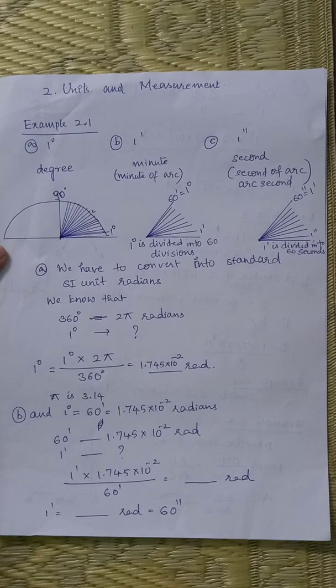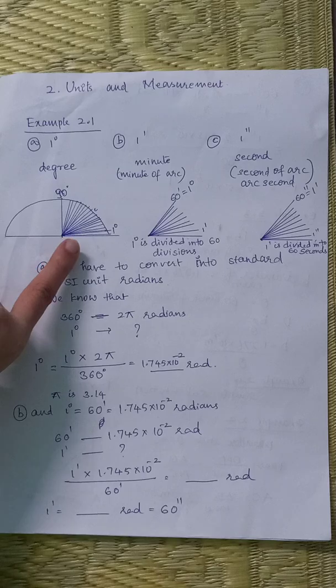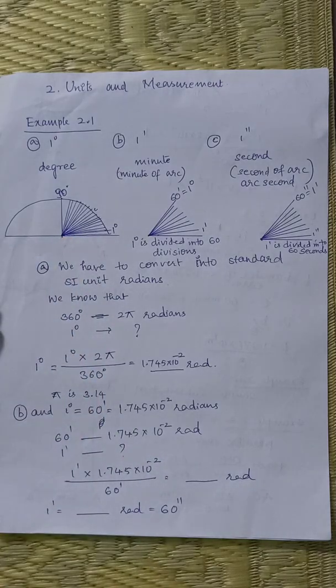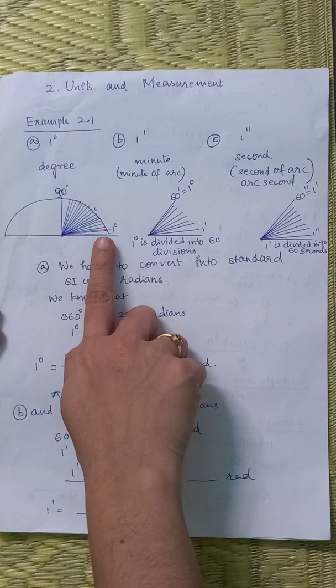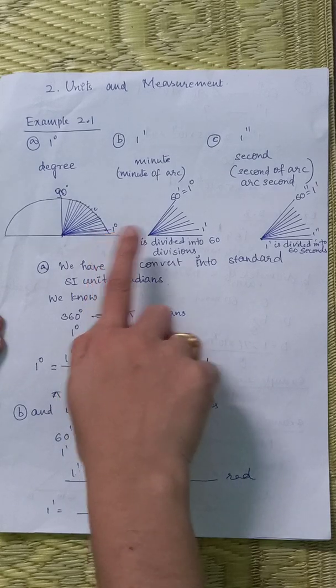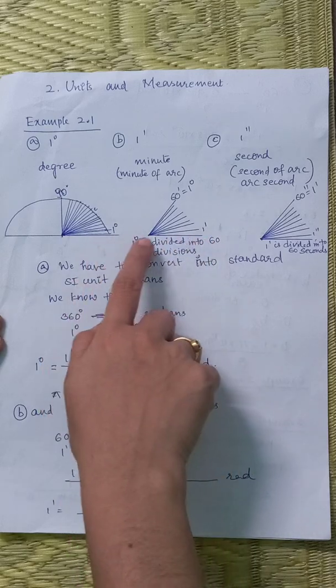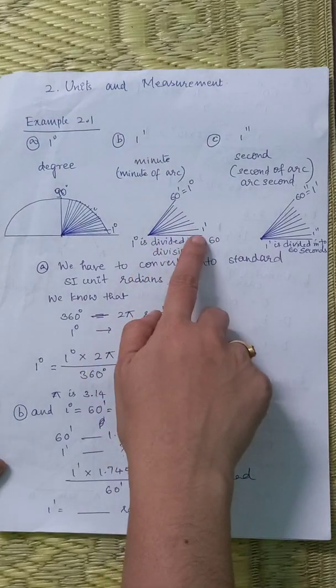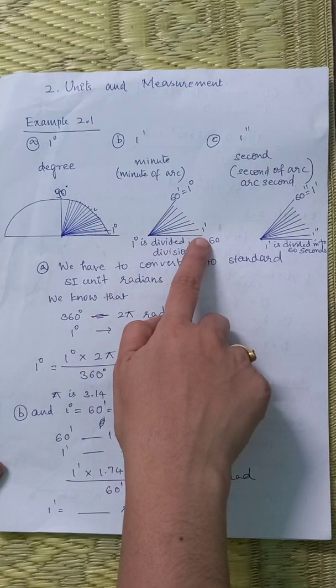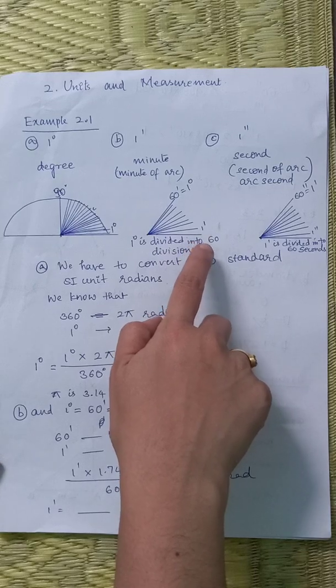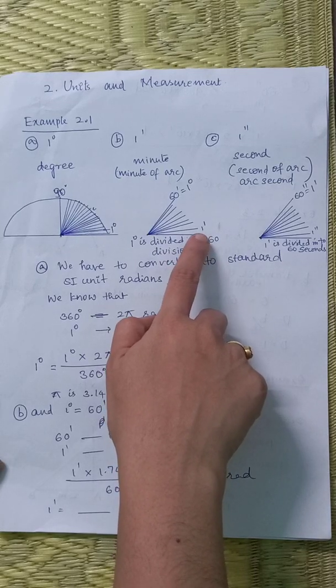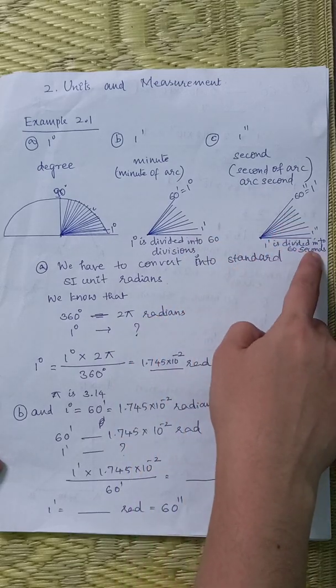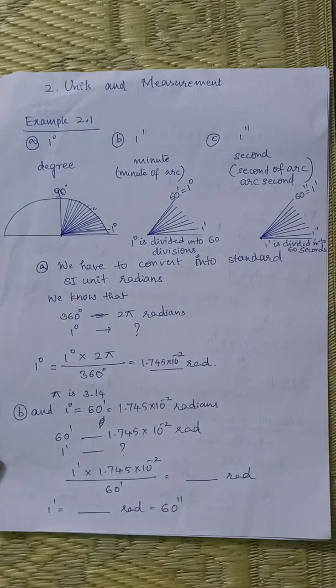So this is a protractor. You know that 180 degrees is equal to pi radians. Here you can see one small division is nothing but 1 degree. If you have a still smaller angle, then it is said to be 1 minute. 1 degree is further divided into 60 divisions, and one small division is called 1 minute. If we want to measure a still smaller angle, then 1 minute is again divided into 60 divisions, and one division is called 1 second.